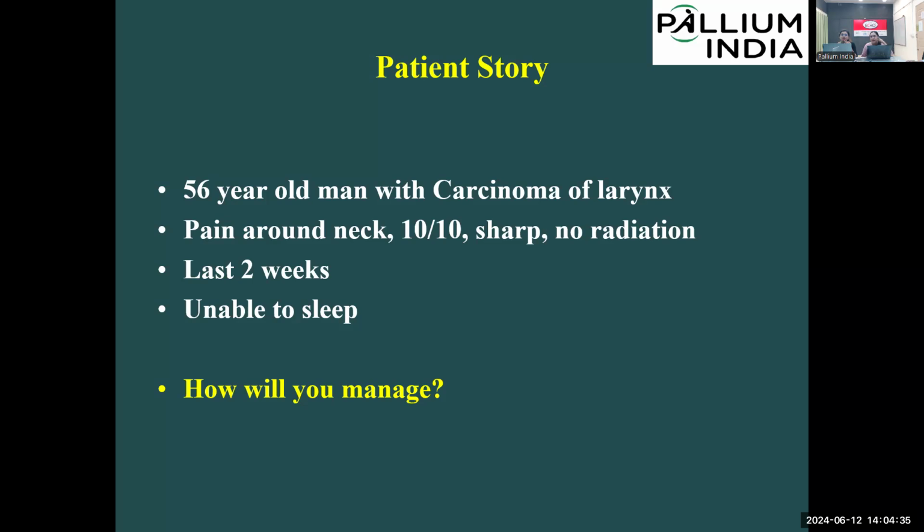We'll begin with a patient scenario. Suppose in your OPD, you have a 56-year-old man who was diagnosed with carcinoma of larynx, and you assess the pain. You have already gone through the PQRST of pain assessment, and you understand the site of the pain is around the neck, with a pain score of 10 on 10, sharp, not radiating, lasting since 2 weeks, and the patient is unable to sleep because of this pain. How will you manage this pain? I would like to hear from the team. How do you manage this pain?